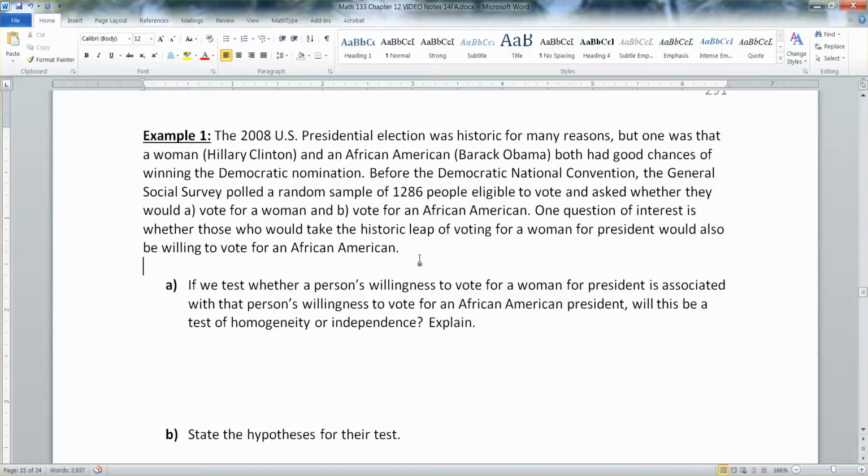All right, so if we want to test whether a person's willingness to vote for a woman for president is associated with their willingness to vote for an African American president, would that be a test of homogeneity or a test of independence?